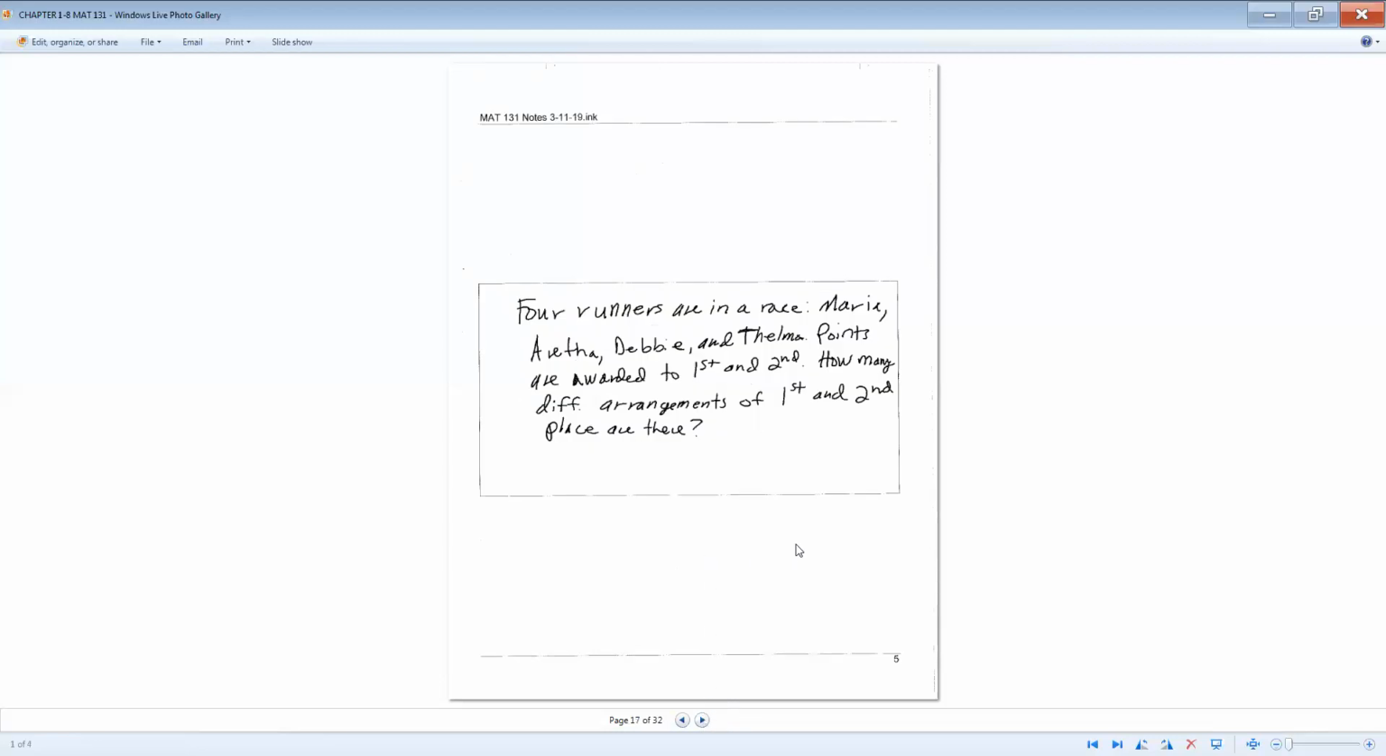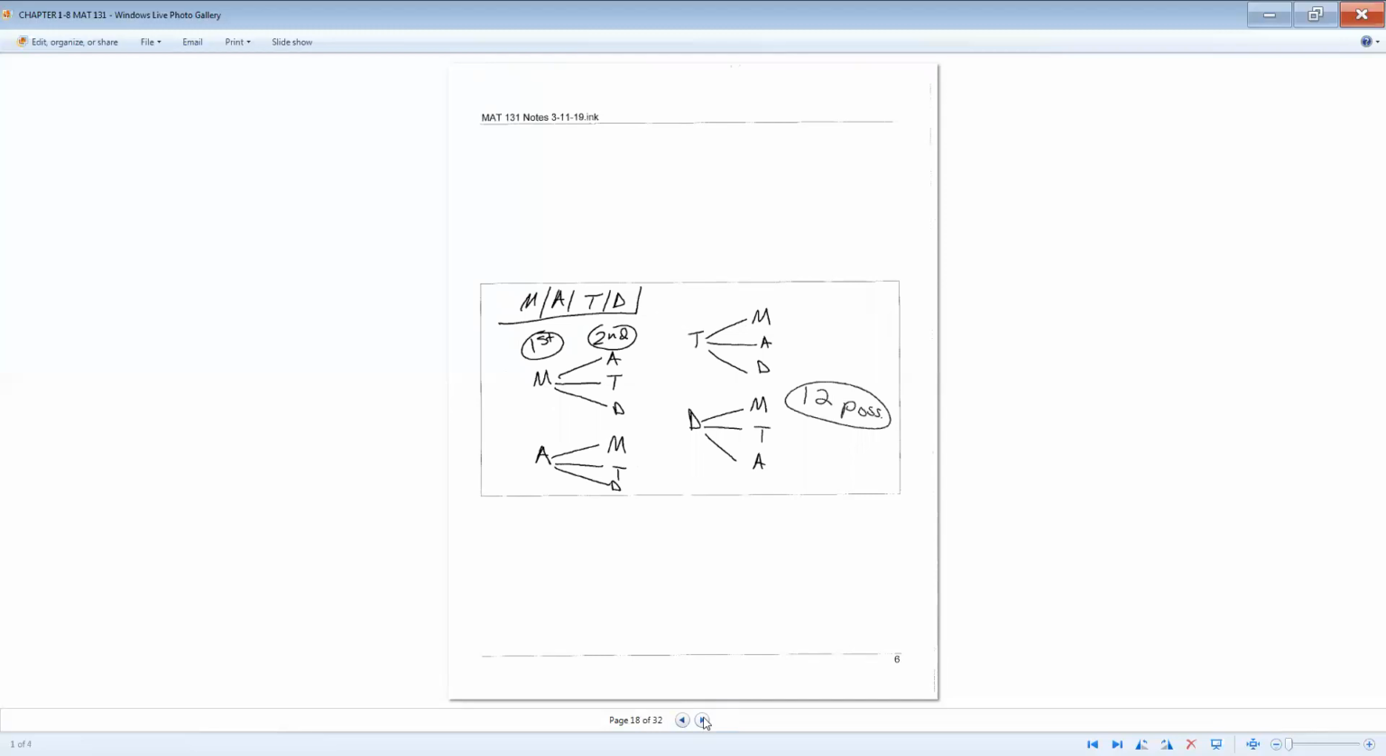All right, here we have 4 runners in a race: Maria, Aretha, Debbie, and Thelma. Points are awarded to first and second place. How many different arrangements of first and second place are there? So we're only looking at first and second place, not first and fourth.